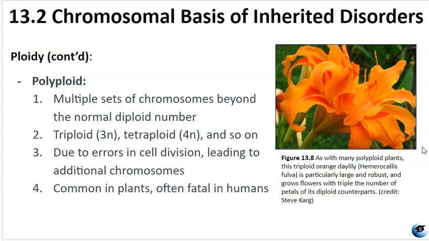Now, this is actually really common in plants because in plants, polyploidy tends to make the plant larger and more robust, and it's more adaptable, right? So figure 13.8 here is showing a triploid orange daylily. So not only is it larger and more robust, but it also has more petals and more stamen, and it can reproduce better than if it was diploid. Now, this is not a common occurrence in animals because polyploidy in animals often results in early embryonic loss. And even if the animal survives, it's usually going to be sterile and often doesn't live to reproductive age anyway.